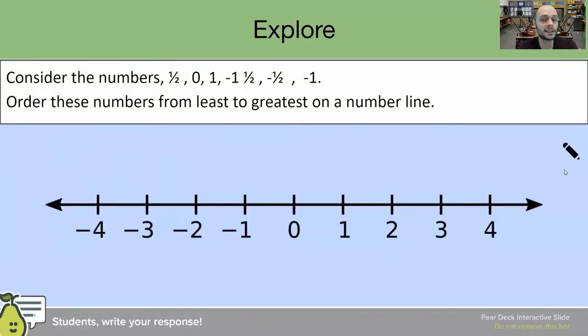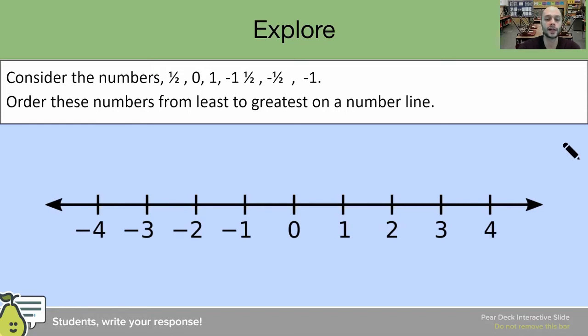So if we take a look at this explore example from your lesson, it says, consider the numbers 1/2, 0, 1, -1.5, -1/2, and -1. They want you to order these numbers from least to greatest on the number line. Before we talk about what this student did, I want you to try this example on your own, pause this video, and then compare your work with what the student got, so we can see, can you catch where their misconception lies? All right, so please pause the video.